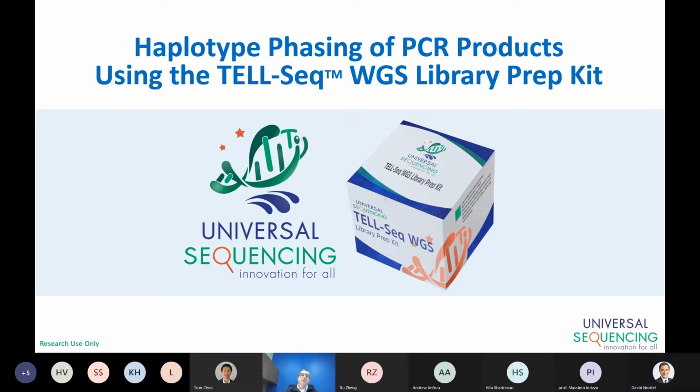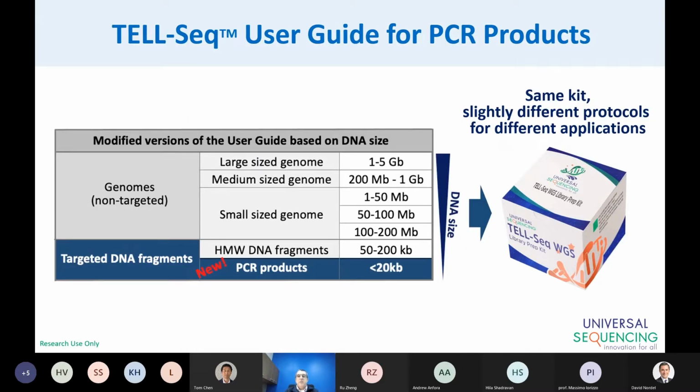Okay, go ahead then. In the next 6 slides, we will show how the haplotype phasing of PCR products is possible with a few modifications in the protocol of the TELL-Seq library prep kit. So we move to the next slide. In the current user guide, we provide guidelines to process samples with DNA sizes ranging from the entire large genome to targeted high molecular weight fragments, ranging between 50 and 200 kilobases. The new user guide that will be available within a few days will include modifications that enable the processing of PCR products, as Andrew said, between 1 and 20 kb. These modifications significantly increase the repertoire of targeted phasing applications. And this talk is going to summarize our results using this modified version of the user guide.